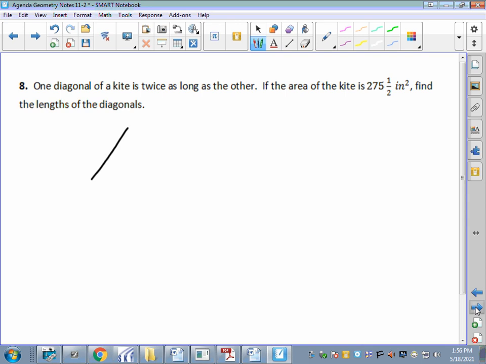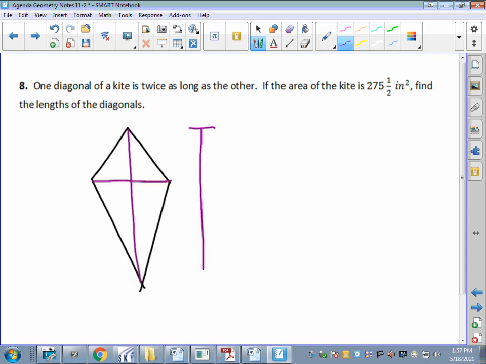Okay, so I'm going to try to draw a kite. I'm going to try to draw in the diagonals. I know this is one diagonal, this is the other diagonal. Maybe I'll move this guy up here. So if I know that one diagonal is twice as long as the other, couldn't I say that this one is x and this one is 2x?